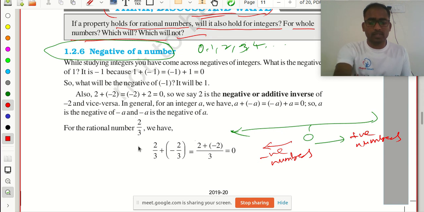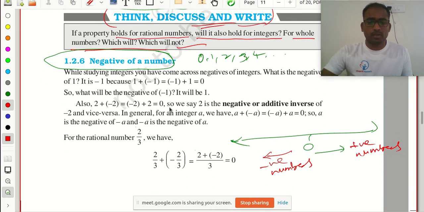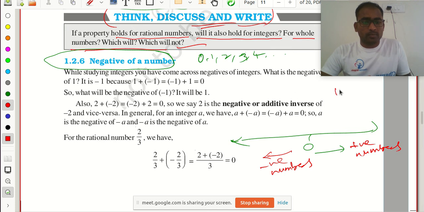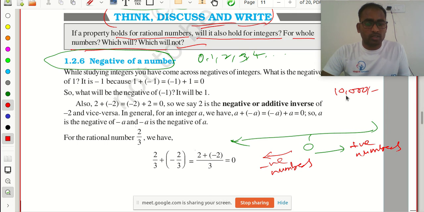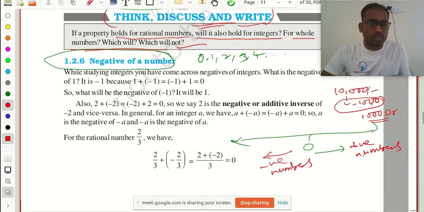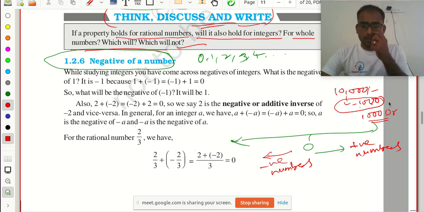Then see here, now you have some 10,000 in your bank account. Now you took your ATM card and drew 1,000 rupees. You did minus 1,000. So in your bank statement it will be recorded as 1,000 DR, meaning 1,000 debited. You drew means you did minus, means you subtracted from your total amount. Clear? So that is why we get negative numbers.